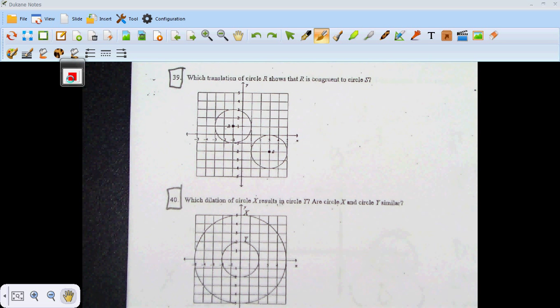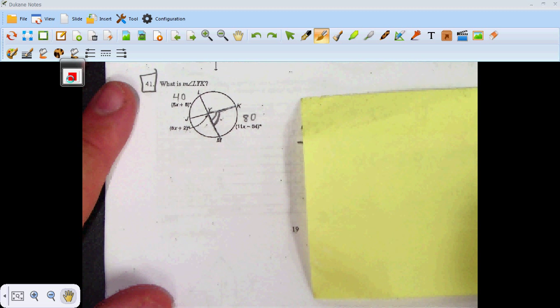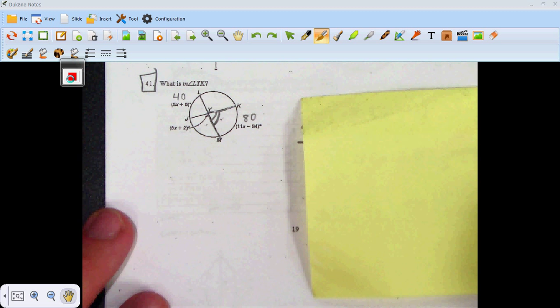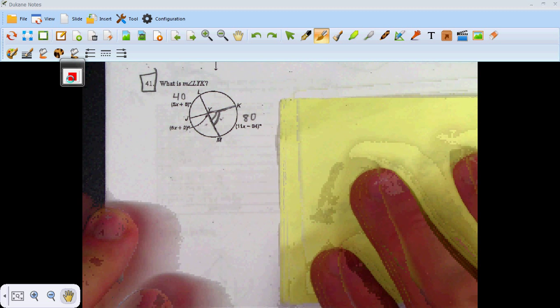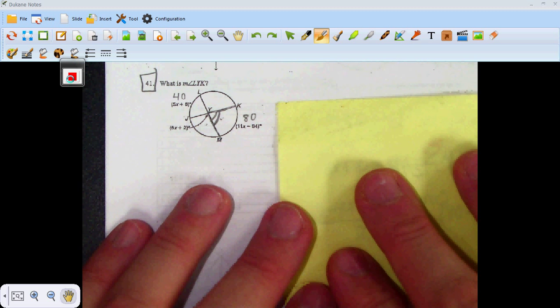All right, so 39 and 40, again, just like what we just covered. I want you to do that on your own. Then, number 41, I will help you set it up, but you're going to do it on your own. Now, a bonus? No, this is actually on your test.